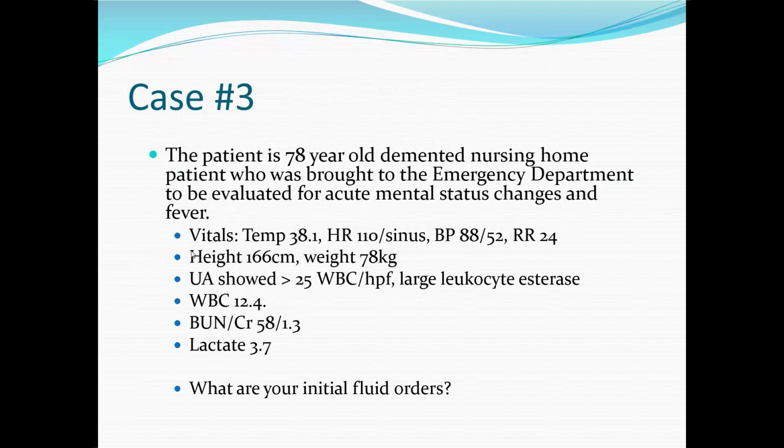All right, the third patient is a 78-year-old demented nursing home patient who was brought to the ED for acute mental status changes and fever. They've got a slightly elevated temperature, they're tachycardic, their blood pressure is a little low, and they're tachypneic. Height and weight are pretty normal. UA shows some elevated white blood cells and leukocyte esterase in the urine. They have a mild leukocytosis, and the BUN/creatinine is 58/1.3, which is elevated compared to this patient's normal baseline, and their lactate's up. So what's our initial fluid orders here?